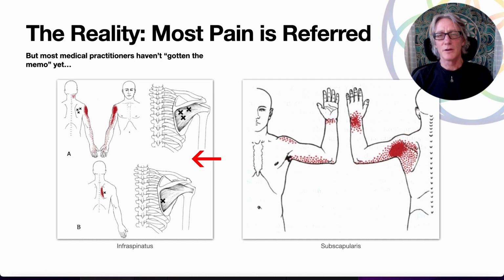Well, here's another example. You have a trigger point in the subscapularis muscle that lives on the front of the scapula, the anterior surface of the scapula. But you don't feel a problem there. You feel it in the back of the shoulder. That's where it refers its pain. And also sometimes to the wrist. It's known to produce a band of pain around the wrist.